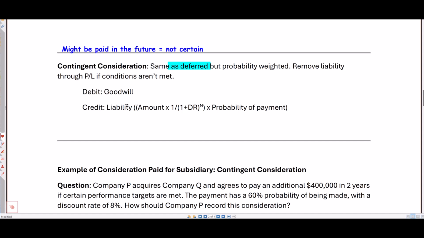So debit liability, credit P&L to remove it. Okay, so the initial treatment is debit is always to goodwill, credit is to the liability, and this time it is the amount discounted, the same as we did with deferred consideration, except probability weighted as well.